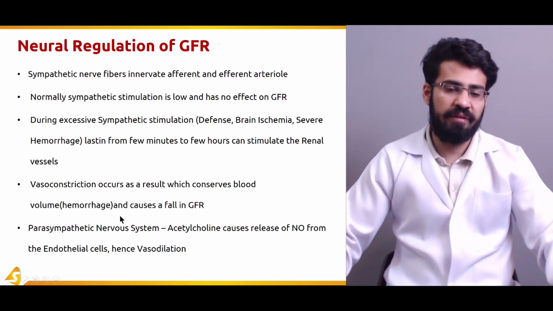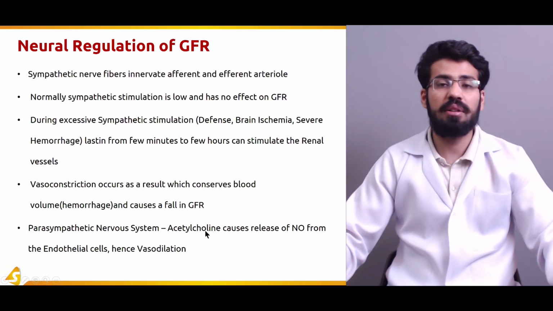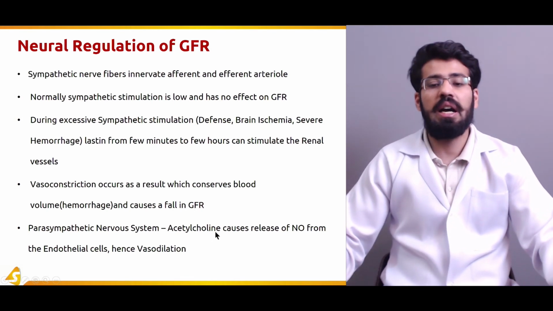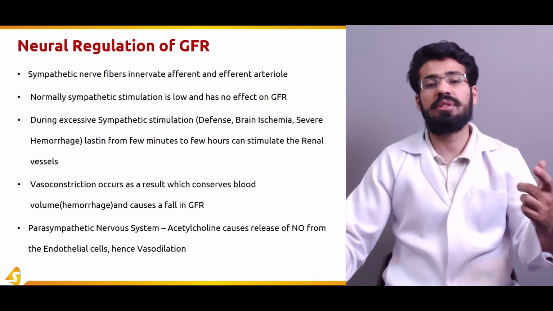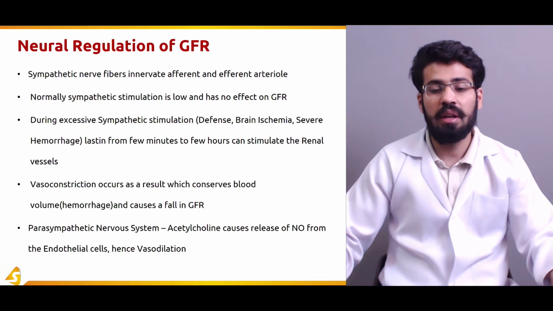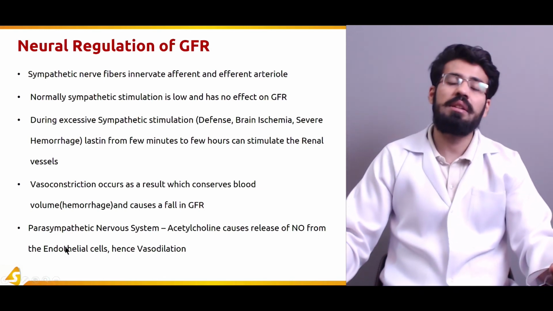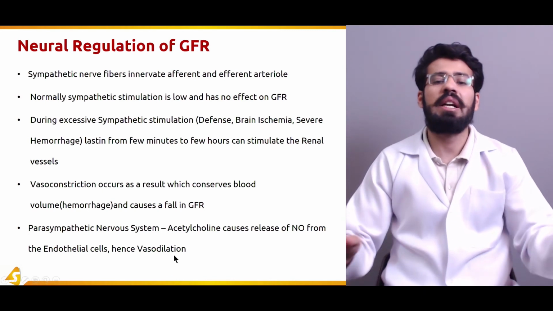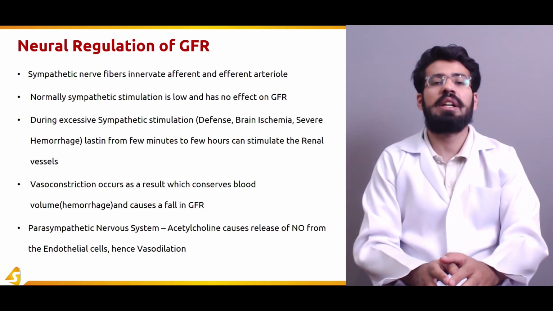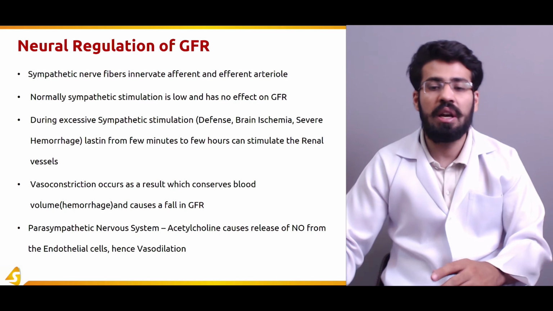Now, talking about the parasympathetic nervous system. The parasympathetic nervous system releases acetylcholine, of course, which causes the release of nitric oxide. I have discussed nitric oxide as a vasodilator in the previous slides as well. The nitric oxide from the endothelial cells will cause vasodilation, which will ultimately increase the GFR after the body has recovered from the shock, the severe hemorrhage, or the brain ischemia.